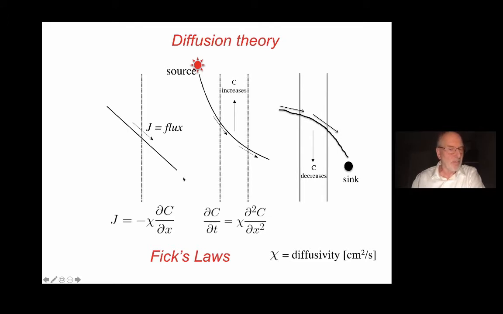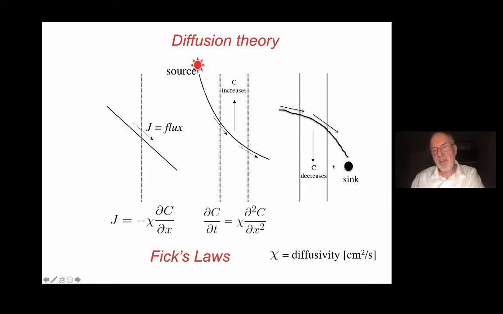If you have a source near a position, a layer, the flux at the front of that layer is steeper than the flux at the end, the rear of the layer. Hence, you are filling that layer faster than you're depleting it. So the concentration increases as a function of time. And Fick's second law says the change in concentration with respect to time is chi times the second derivative, the curvature of the concentration.